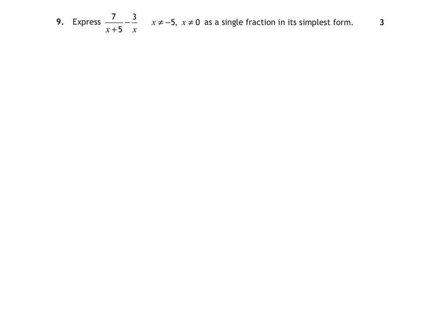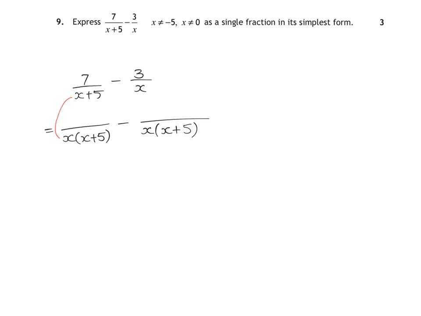So we have 7 over x plus 5, take away 3 over x. For our common denominator, we're going to have x times x plus 5 as the common denominator. So we're multiplying those two denominators together. So for the first fraction, we've taken x plus 5 and changed it to that.